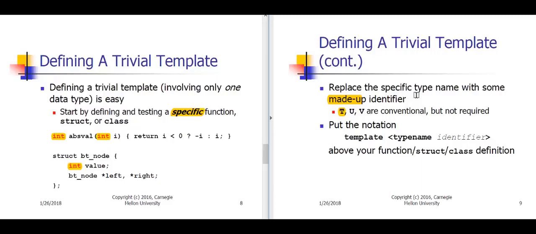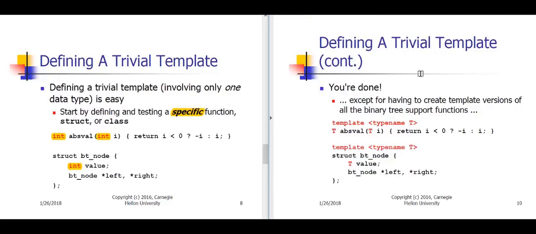If you have more than one data type that you want to define in your template, it's conventional to use U, V, W, etc. But you can use any identifier that you prefer. And after you've replaced the specific data type in your function or structure, like int with T in absval or struct btnode, then you simply put the notation template typename identifier, in our case template typename T, above that function definition or that struct definition, and you're done. So here on slide 10, we show how we can convert our absval function and our btnode struct into a template function or a template struct.